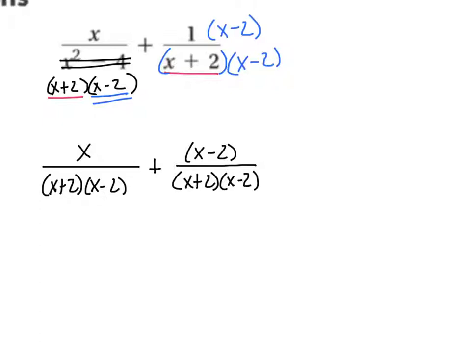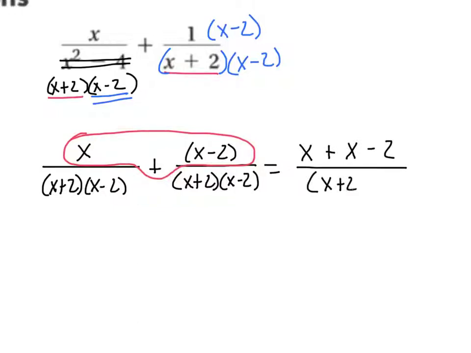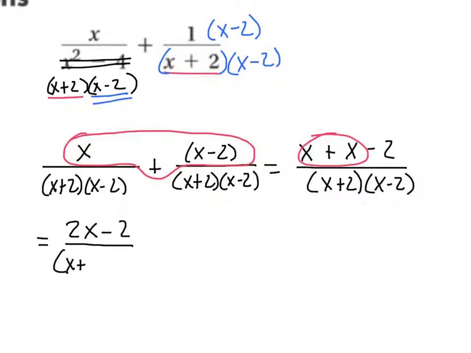So now we can go ahead and add these two fractions together since they have our common denominator. So we are just adding straight across the top. So we have x plus x minus 2. In this case, those parentheses really don't mean much to us. This is simply x plus x minus 2 over our common denominator of x plus 2 times x minus 2. We can combine our like terms of x plus x. So we have 2x minus 2 over x plus 2 times x minus 2.